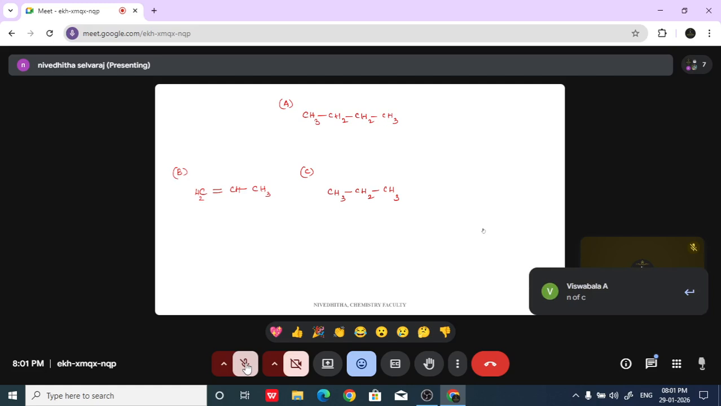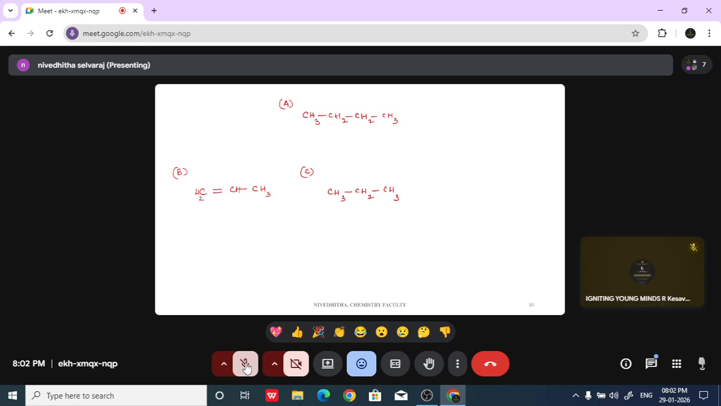Yes. So as Vishwa said, the basic difference between compound A and C is the number of carbon atoms. In compound A, we have 4 carbon atoms, right? And in compound C, we have 3 carbon atoms. Okay. What is the difference between compound B and C? Compound B and C. What is the difference between compound B and C? Yes. The difference is the number of chemical bonds between carbon atoms.